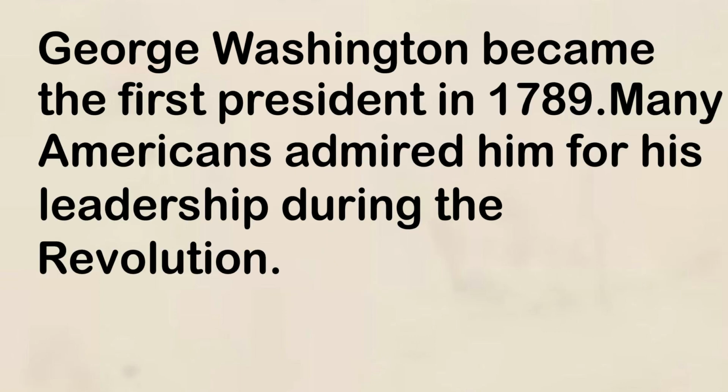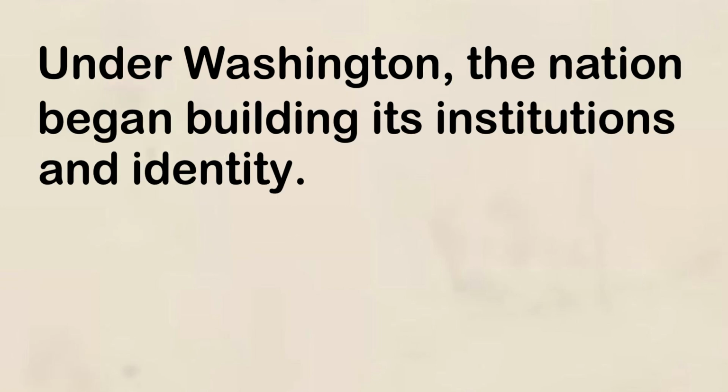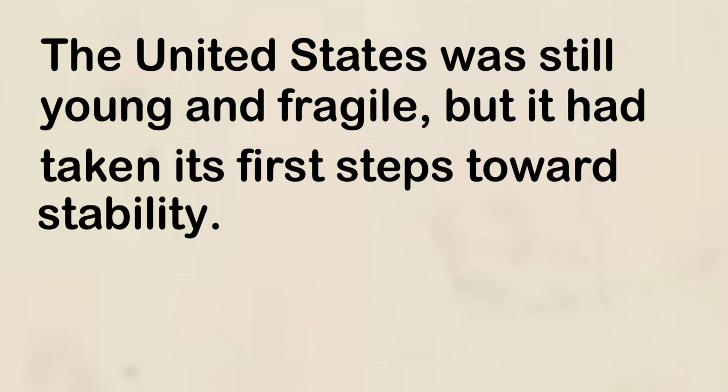George Washington became the first president in 1789. Many Americans admired him for his leadership during the Revolution. Under Washington, the nation began building its institutions and identity. The United States was still young and fragile, but it had taken its first steps toward stability.